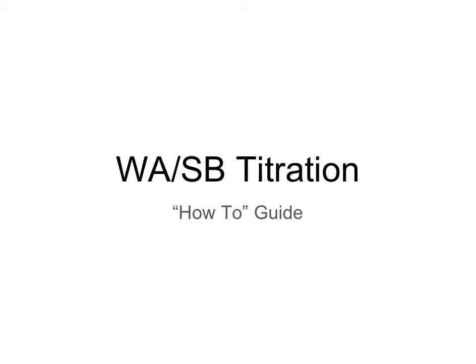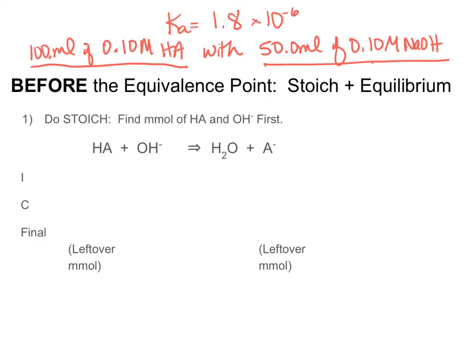Hi y'all, today we're going to go through a quick little how-to guide on having a titration of a weak acid with strong base. So before we start, go ahead and write down the information that's up at the top, please, where you're given the Ka and the information about the acid and base, and hit pause.